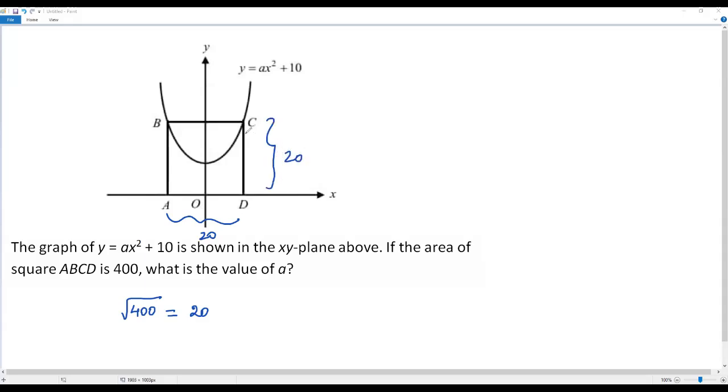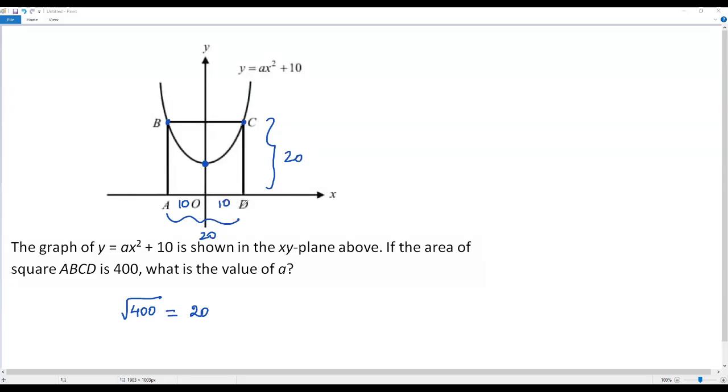And also we can consider the parabola we have here. We have the vertex of the parabola on the y-axis. So the y-axis is the axis of symmetry for the parabola. That is, the y-axis divides the parabola into two equal parts. And also we have two of the vertices of the square on the parabola. Since the y-axis is the axis of symmetry for the parabola, the y-axis will divide the square into two equal parts. That is, the y-axis will divide the length of the side AD into two equal parts. We know that the length of the side AD is 20, then the length of OA is 10, the length of OD is also 10.